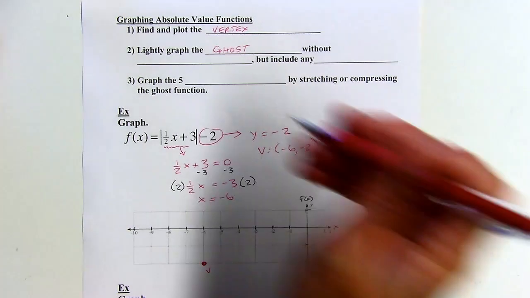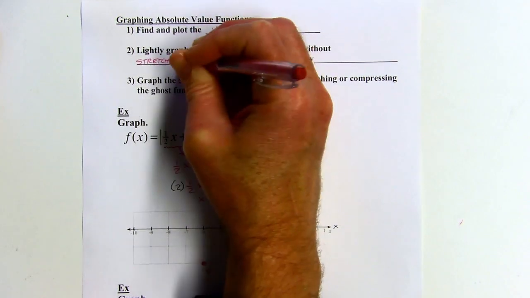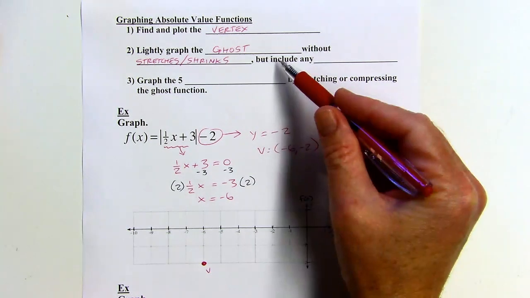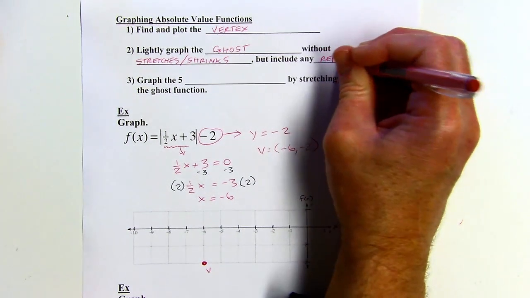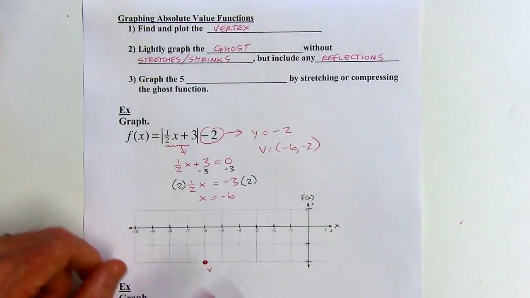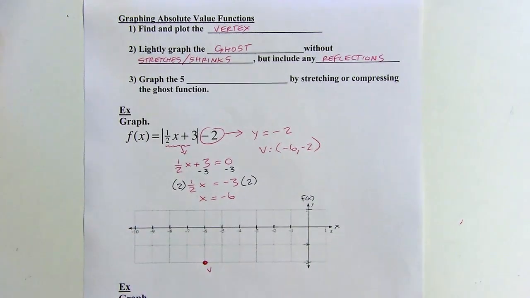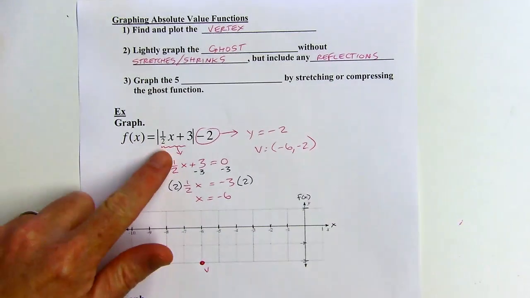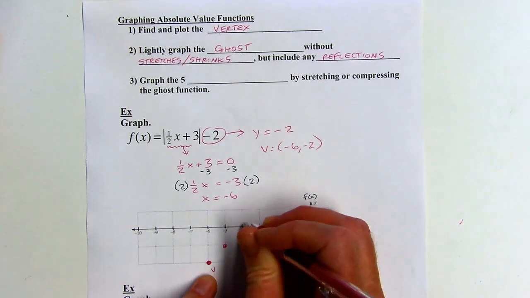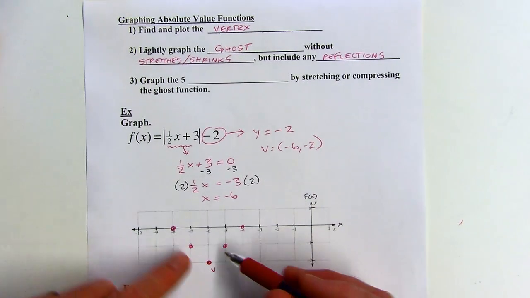So the ghost, that's without stretches or shrinks, but I would include any reflections. So the only thing I'm really looking for on the reflections is if it's opening downwards. This one's not opening downwards because I don't have a negative in front of the absolute value. Okay, so it's going to open upwards. So for my ghost, I'm going to just ignore the 1/2. That's going to cause a stretch or a shrink. But if that wasn't there, then I'd just be going up one to the right one, up one to the right one from the vertex, and I'll go up one to the left one, up one to the left one. So that's my ghost, okay?